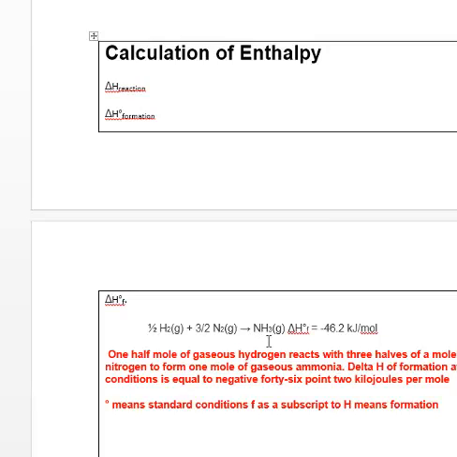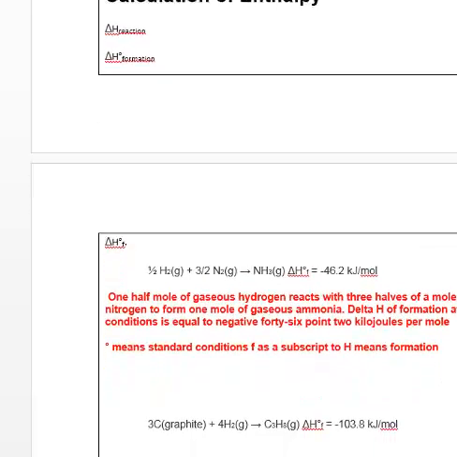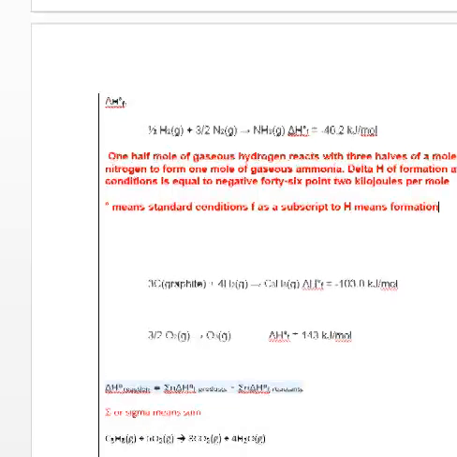Okay, so 1/2 mole of gaseous hydrogen reacts with 3/2 moles of gaseous nitrogen to form 1 mole of gaseous ammonia. Delta H formation at standard conditions is equal to -46.2 kilojoules per mole.